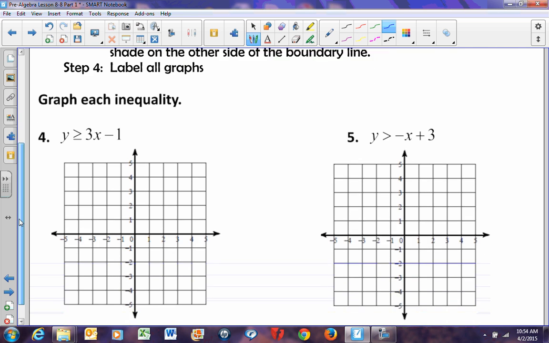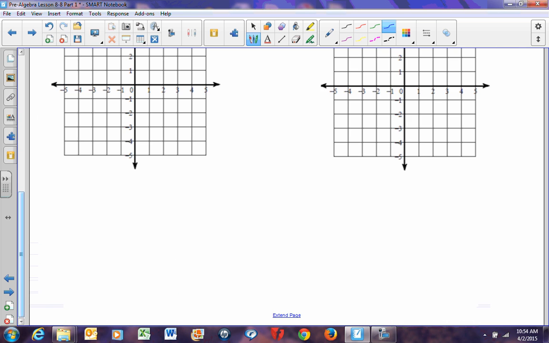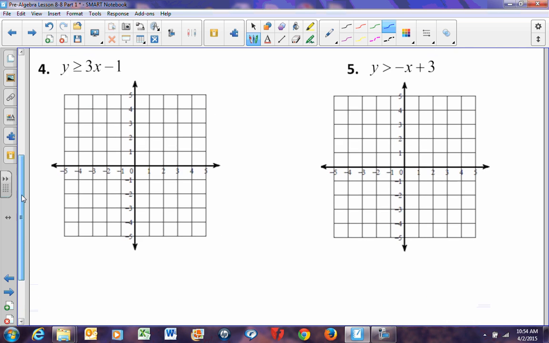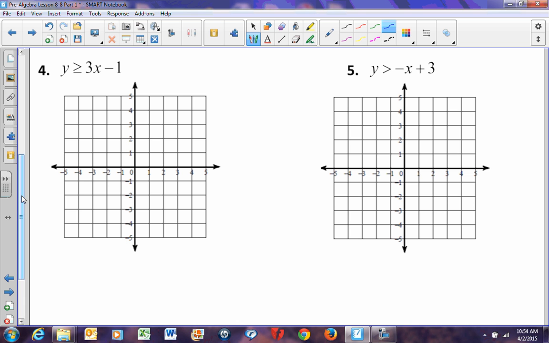Let's take a look at graphing some inequalities here. The first inequality we're going to graph is y is greater than or equal to 3x minus 1. First thing I like to do, I like to tell myself, solid line, so my brain knows I need to make this a solid line. This is in y equals form, which is really nice, so we can use slope-intercept to graph this.